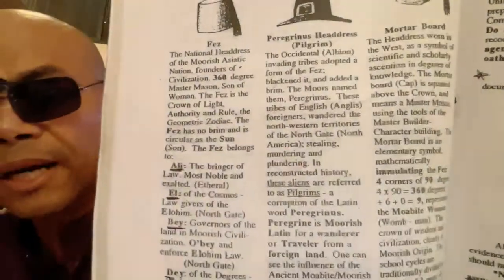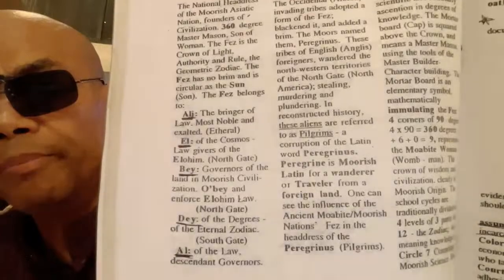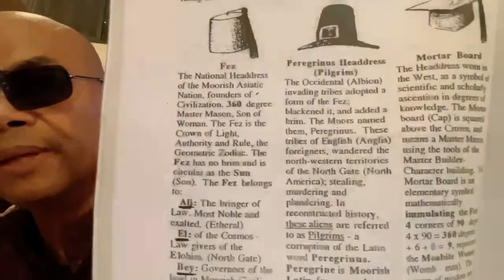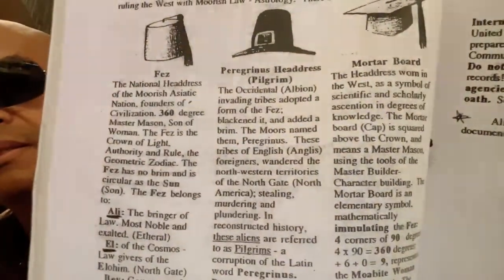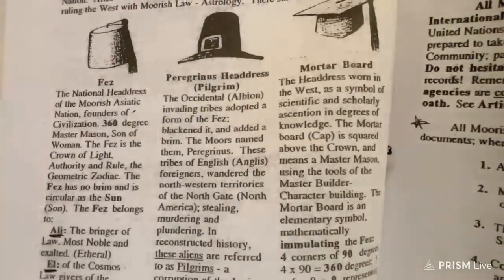So take a look at the fez. Y'all see our titles that link us to the land? Ali, Il, Bay, Day, Al. There are 5 of them. And now y'all can see the remixes. You can see the Pilgrim's hat, which is a remix, and the mortarboard hat, which is a remix, okay? Y'all saw the squared edges of the mortarboard, 90 degrees.